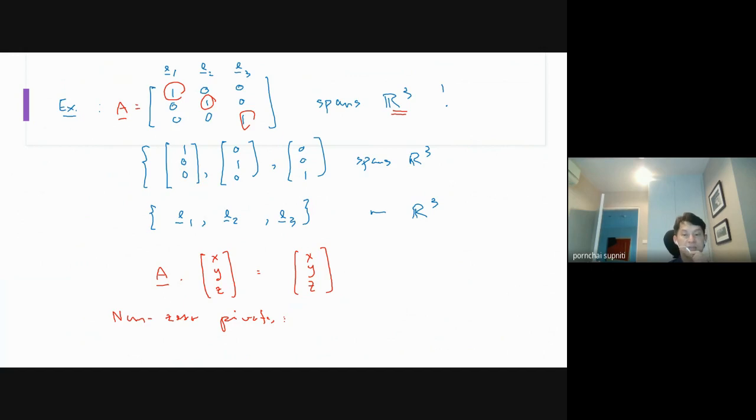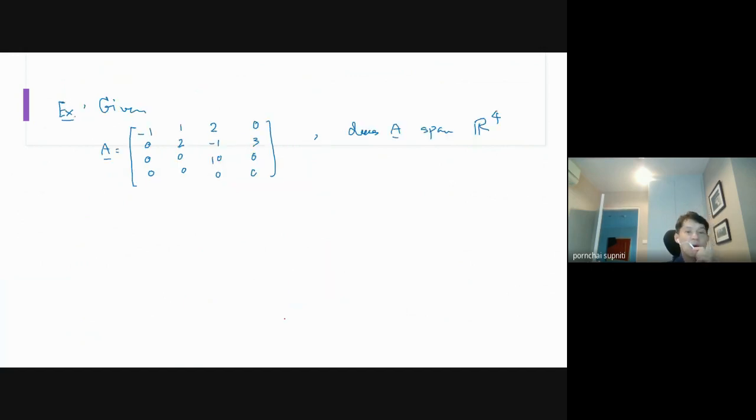Okay, so in order for us to test whether a matrix will span a vector space, for example the maximum dimension it can be, we just need to look at the pivots.